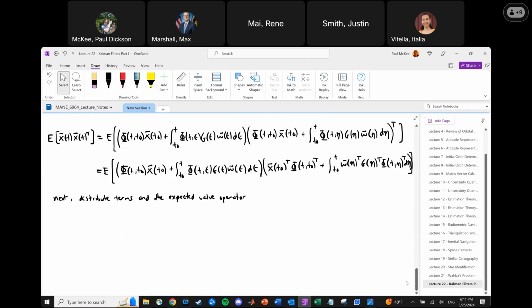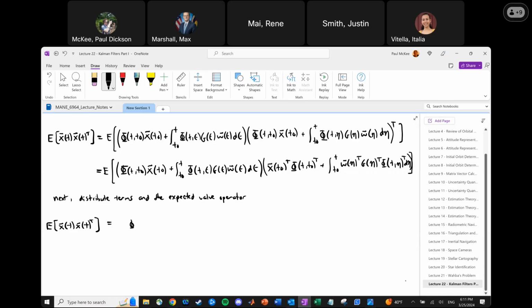So the expected value operator on x of t, x of t transpose is equal to, this is where we don't even have a prayer of getting this all on one line. So I'm going to do it on 4 lines. Each term is going to get its own line. So first we have phi times x times phi. And so it's going to look like this.